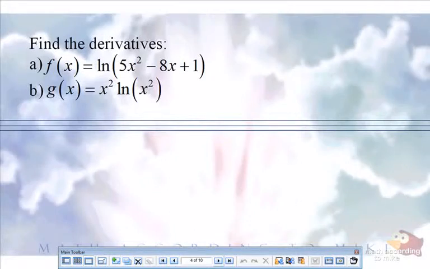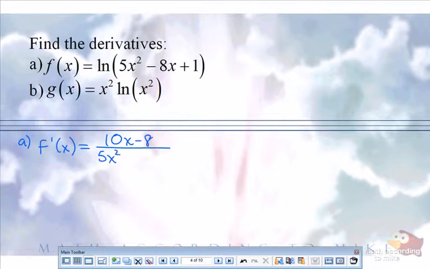Part A. Let's go right into using that shortcut now. Since we have the natural log of a function, the shortcut says it's the derivative of the function over the function itself. What's the derivative of the function? 10x minus 8. Good. Over the function itself, 5x squared minus 8x plus 1.